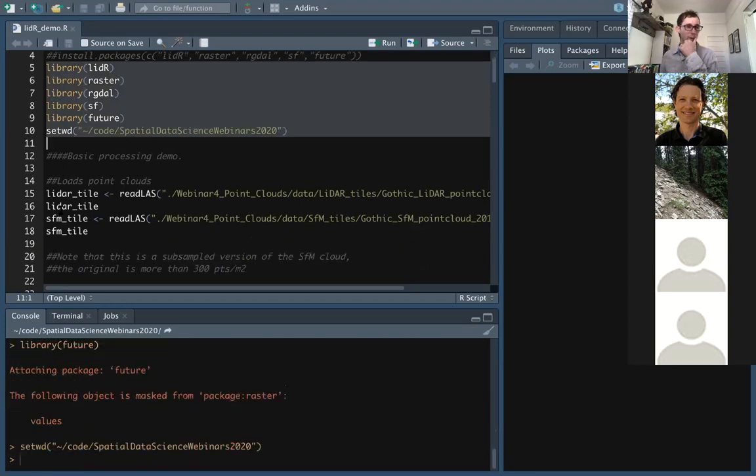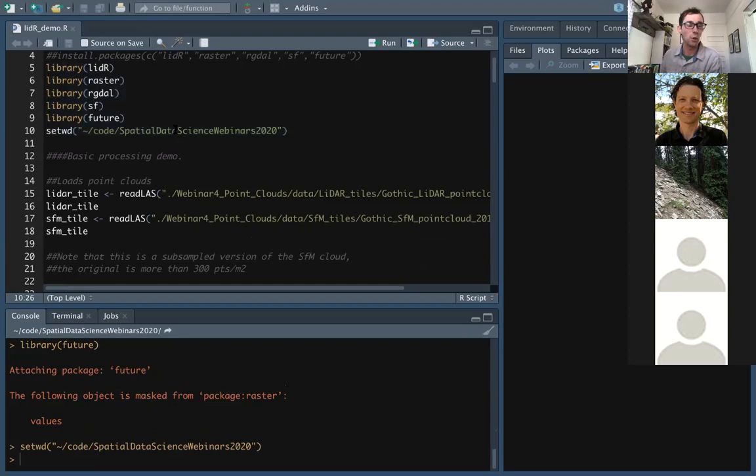And change our working directory to the working directory for the webinar series. So if you've downloaded an archive, a snapshot of the GitHub site, and unzipped it into a folder, you just want to set the working directory to the root of that Spatial Data Science Webinars 2020 folder. And all the other paths are relative to that. So let's just load one of these tiles.